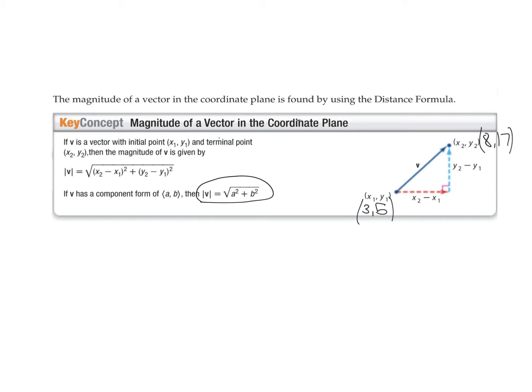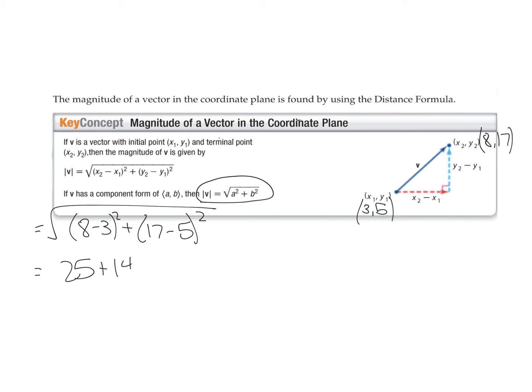So let's go ahead and just use this. 8 minus 3 squared plus 17 minus 5 squared, and then obviously the last step is to square root it. So that's 5 squared, 25, plus 12 squared, 144, square root it, and that gives you 169. Ooh, that was a perfect number, and that gives you 13 to be your vector magnitude. Sweet. I wasn't expecting that to be a perfect answer. That worked well. Okay, so that's what you've got for this one.